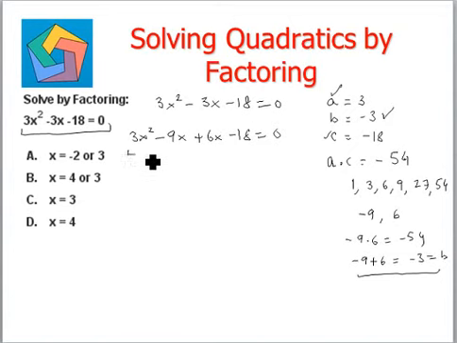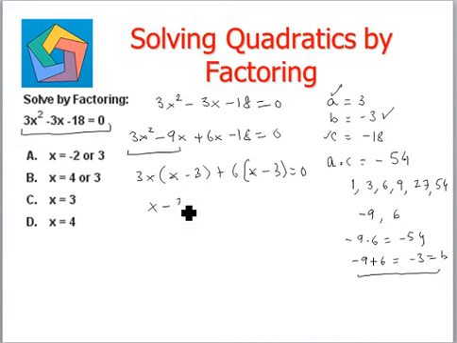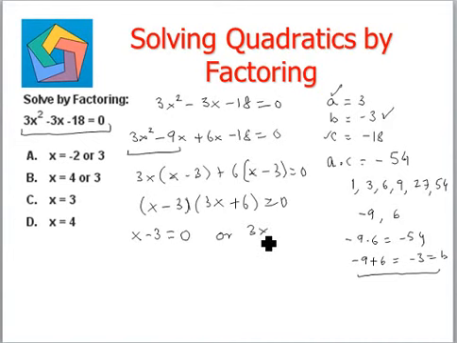From the first two terms you can pull out a 3x, and inside we're left with x minus 3, plus 6 from the last two terms. Inside we're left with x minus 3 equals 0. So we can group up now. X minus 3 times 3x plus 6 equals 0. So we equate each parenthesis to 0 to find out the value of x. So x minus 3 equals 0, or 3x plus 6 equals 0.